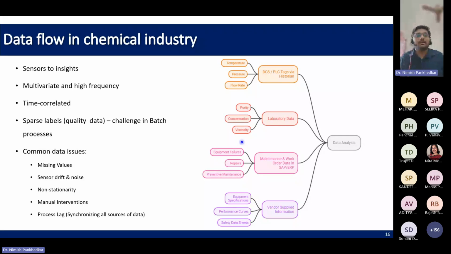Particularly in batch processes, you have data only at the beginning and at the end. But the leadership sitting at the top will expect you to predict the temperature and pressure profile over the entire time of your batch, 20 hours, 30 hours, 40 hours. So in that case, what do you do? The labels are quite sparse.